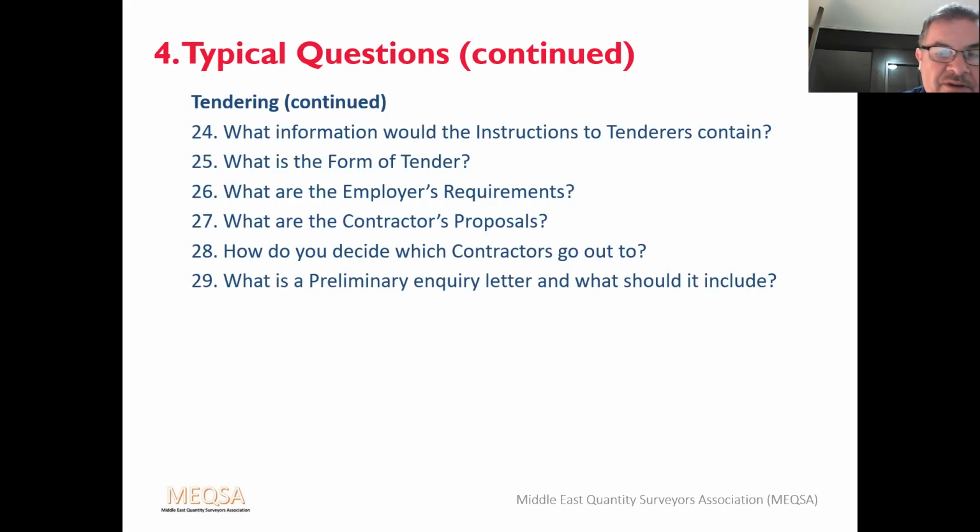What is a preliminary inquiry letter? What should it include? Approximately 1 month before tendering, you can send out a tender inquiry letter to ascertain whether firms are willing to submit a bona fide tender. Sufficient info is then given to the contractor to allow them to make a decision. You should inform them of other requirements, like whether there's bonds required, stuff like that.